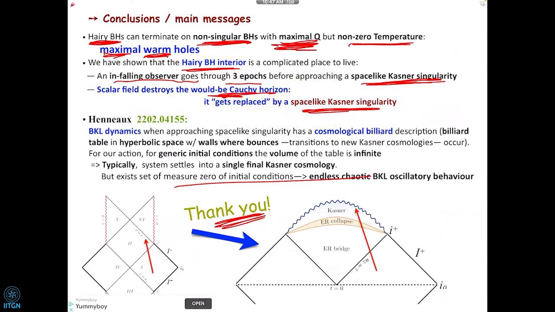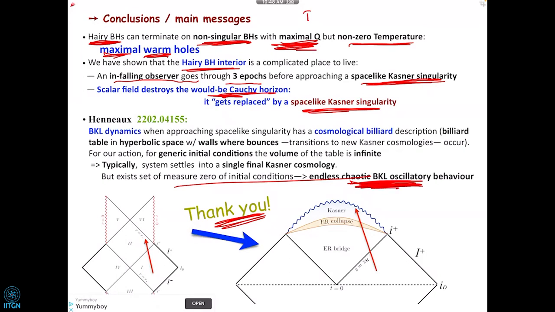Oh, careful with that statement. That statement is not totally accurate. It's true that in certain systems, that statement is correct, no doubt. But in general, both the time derivatives and some spatial gradients are important. So it's not true that only the time derivatives are important. For some systems, it's the time derivatives and some spatial gradients. Actually, it's the spatial gradients that are responsible for this chaotic BKL oscillatory behavior.